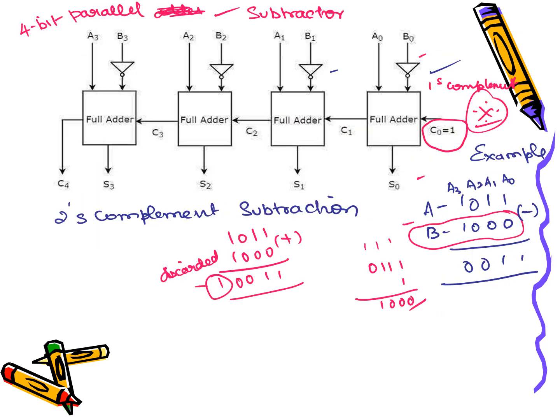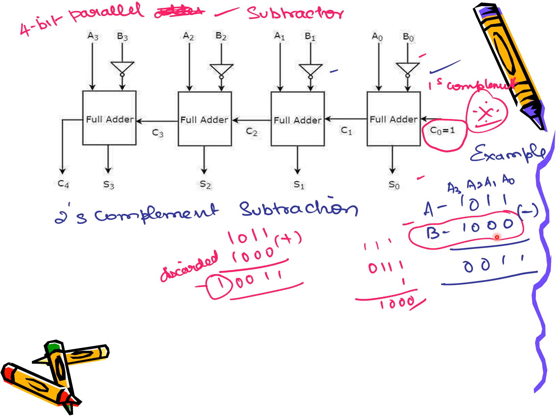There are so many ways: one's complement subtraction, two's complement, nine's complement, and so on. Whereas we always prefer two's complement subtraction. In two's complement subtraction, the second input which you want to subtract, which we call the subtrahend, has to be converted to its two's complement.